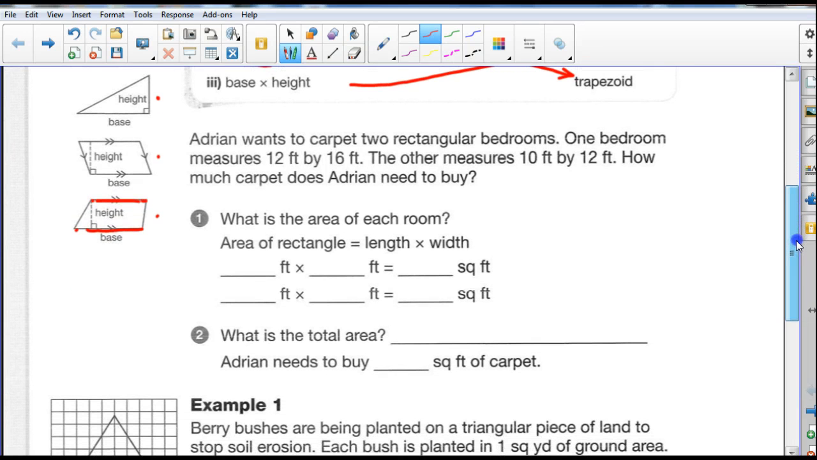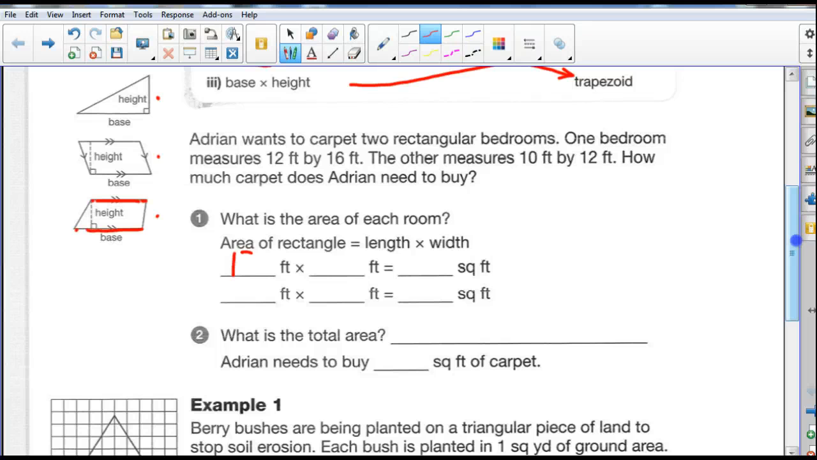Adrian wants to carpet 2 rectangular bedrooms. One bedroom measures 12 feet by 16 feet. The other measures 10 feet by 12 feet. How much carpet does Adrian need to buy? Well, what is the area of each room? Well, the area of a rectangle is equal to length times the width.